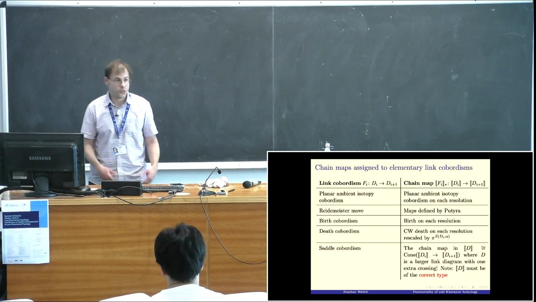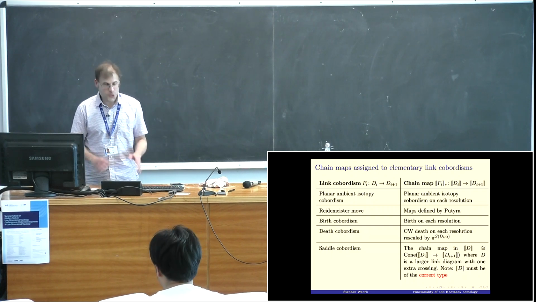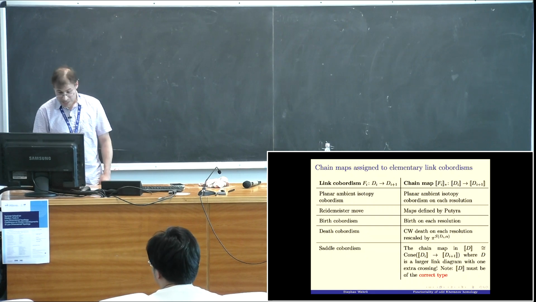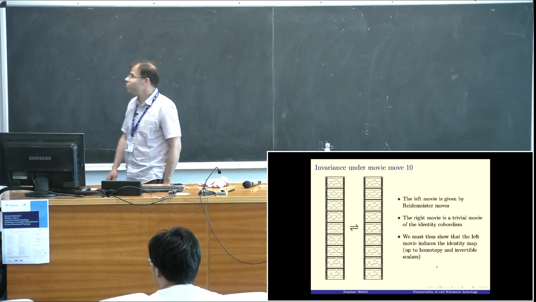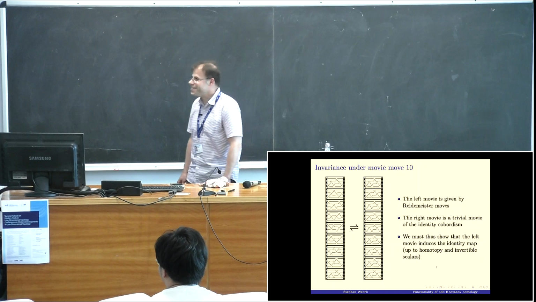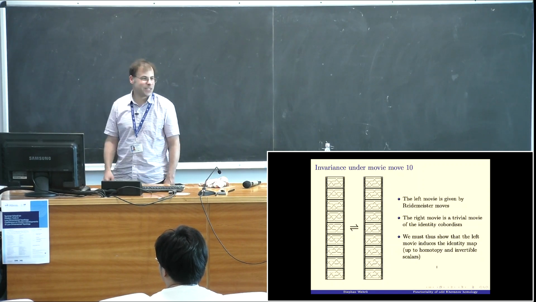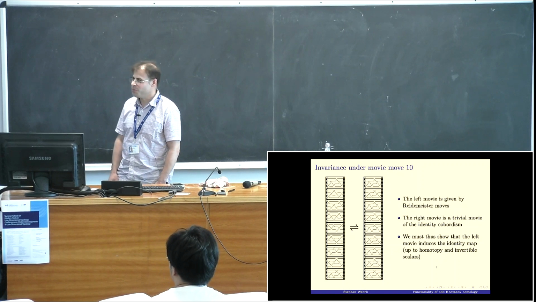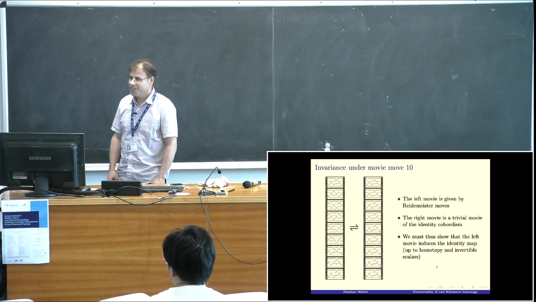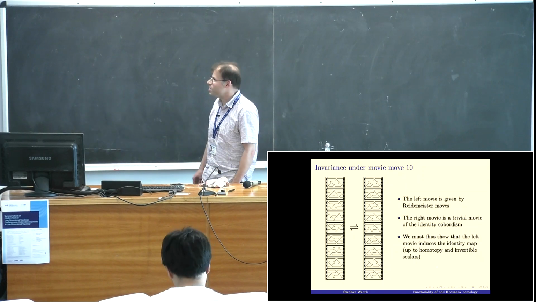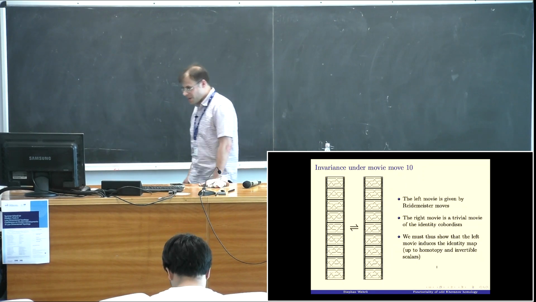But now we have to prove invariance under the movie moves. Of course, I'm not going to discuss all of the movie moves. I only want to discuss two movie moves, so I'll start with movie move 10. So this is what it looks like. If you look at the movie on the right, it's actually not very interesting. All frames are the same. So the movie on the right is just a trivial movie of the identity cobordism, so it just induces the identity map.